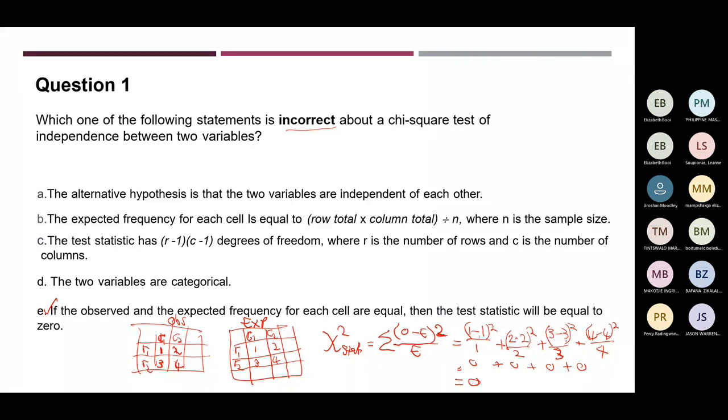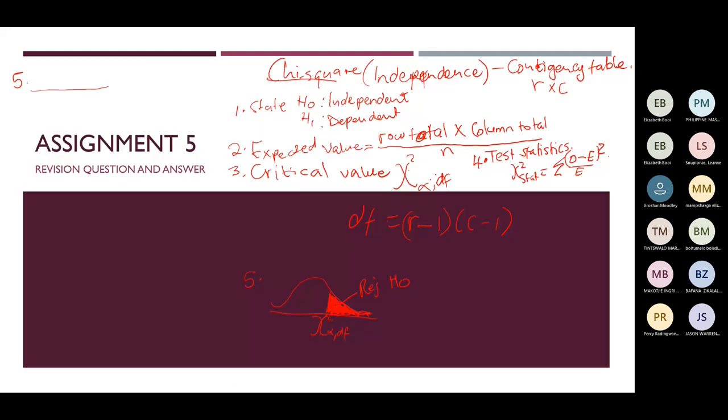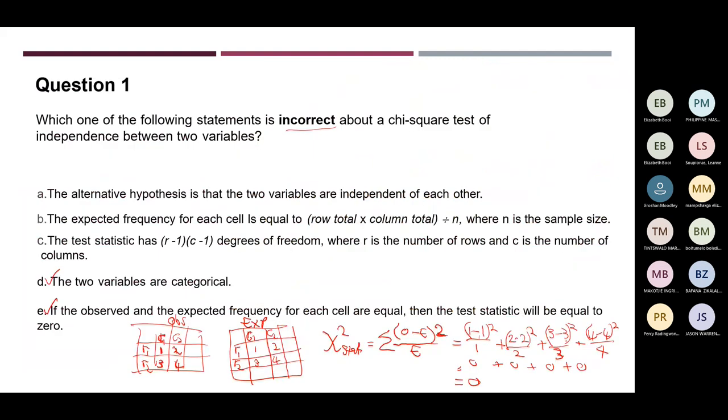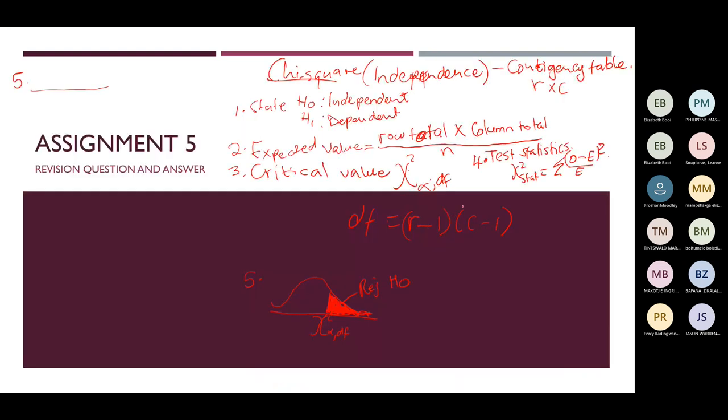Remember, for a contingency table, we said we use two categorical variables. So there are your two categorical variables; there will be two categorical variables when you do a chi-square test. The test statistic has the number of rows minus one times the number of columns minus one degrees of freedom. What did we learn? We said the degrees of freedom is the number of rows minus one times the number of columns minus one, where R means number of rows and C means number of columns. It's the same thing we just explained, because the degrees of freedom is calculated using R minus one times C minus one.